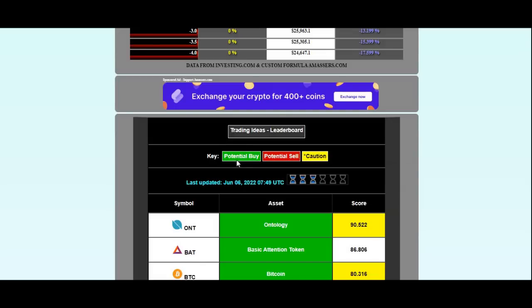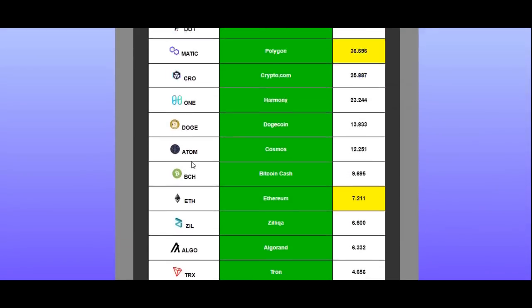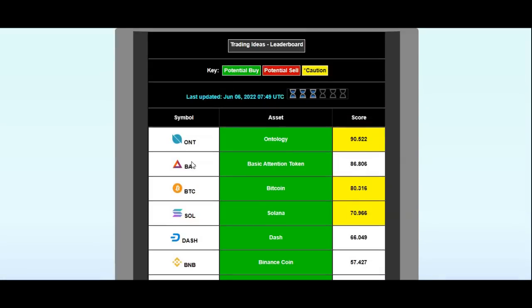Of course, this is just showing you that these are potential buys. I'm using the word potential. These are potential sales. And there's another color here which is yellow. That's a caution. Okay. Now, for today, we have a lot of potential buys on this board. Okay, these are sorted from top to bottom by the most important.